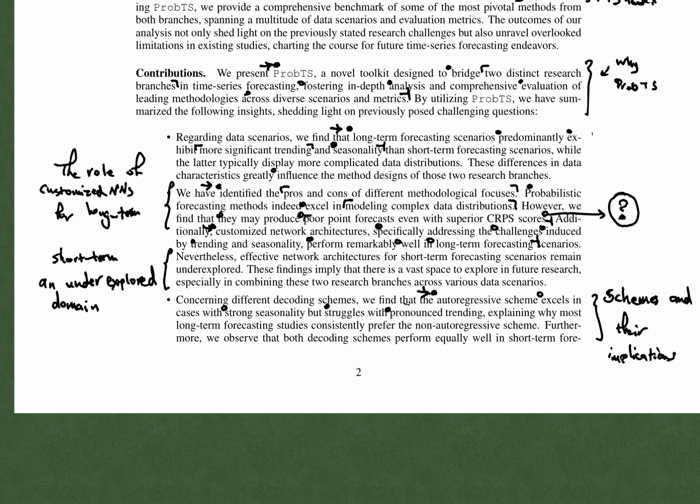Then going to the decoding schemes, they find that the autoregressive scheme is going to excel when there is strong seasonality. But when there's trending, autoregressive is going to struggle a bit. Okay. And this is again for long-term forecasting. So again, they find, and we will go over it, that in the long-term forecasting where seasonality and trends are manifested more extremely, autoregressive schemes basically work well when there is a strong seasonality, indicating that autoregressive decoding is capable of understanding that seasonality, but it struggles with the pronounced trending. So when there is a trending pattern in the data, autoregressive decoding might not be optimal. Again, all of these are for the long-term horizons. Now, for the short-term horizons, they will show that it performs equally well for the short-term forecasting.